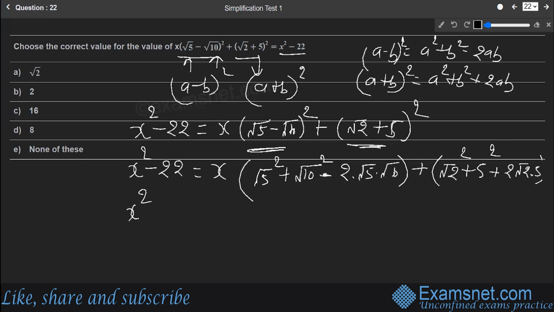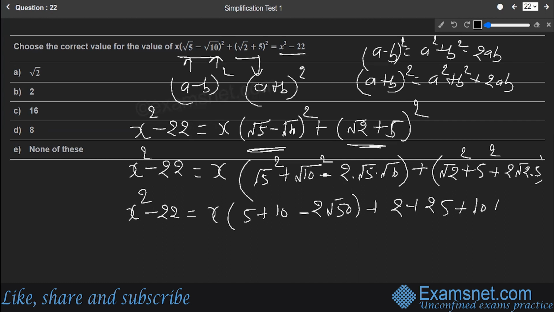It's going to be x square minus 22 is equal to how much is it coming? If we try to solve this, this is 5 plus 10 minus 2 root 5 into root 10, that is going to be 2 root 50. So we can write it out as 2 root 50. Plus the other side is root 2 square is again 2, plus 5 square is 25, plus 2 into 5 into root 2, that is 10 root 2. This is what we get on the right hand side.